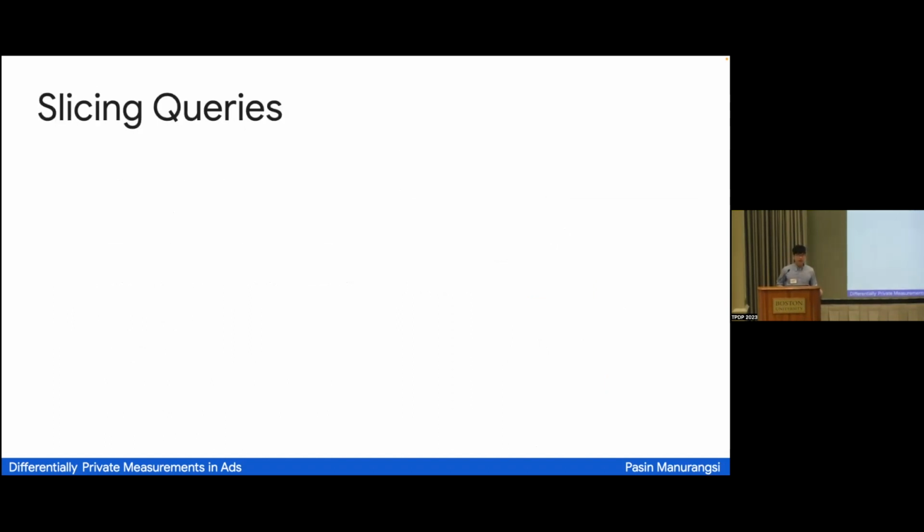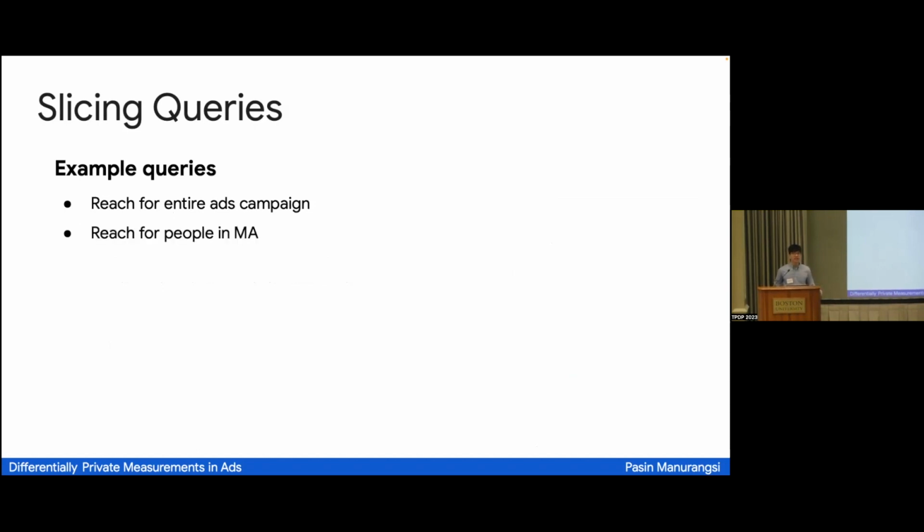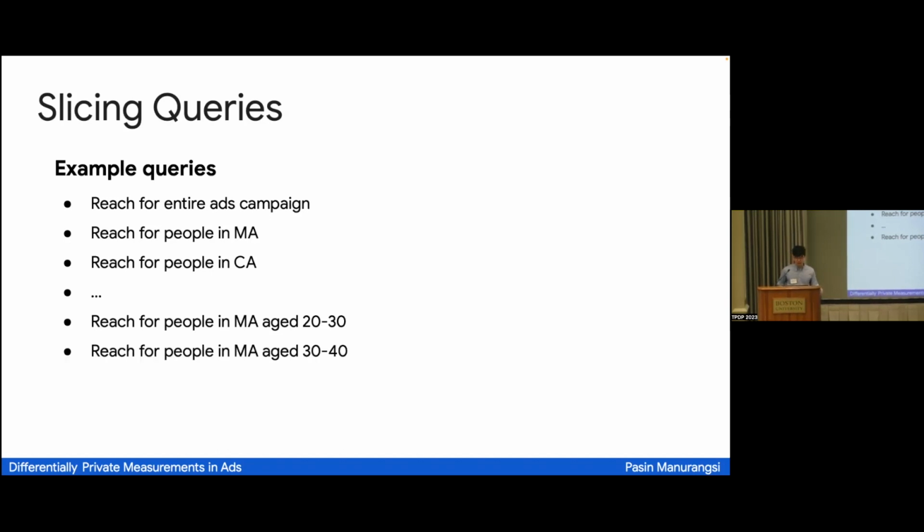So if we are an advertiser, we may want to measure the reach for our entire ad campaign, but maybe that's not fine-grained enough for us. Maybe we want to slice the query further to get a more fine-grained result. For example, we could slice based on the geographic location, so reach of the ads based on the states that people are in, like in Massachusetts or California and so on. And maybe we want to slice further based on the age of the user and so on and so forth.